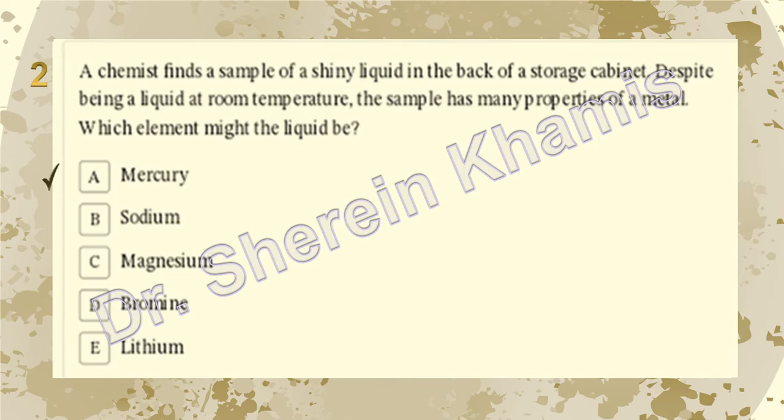In the previous year, we took all the properties of mercury: it is a liquid, a good conductor of heat, and shiny. It has the properties of a metal, but in only a liquid state. Okay, let's go to question number 3.